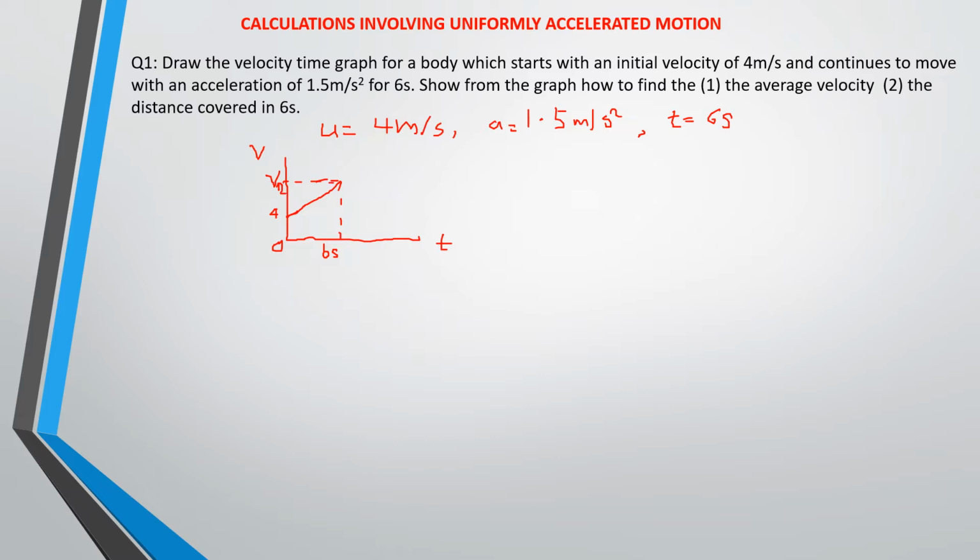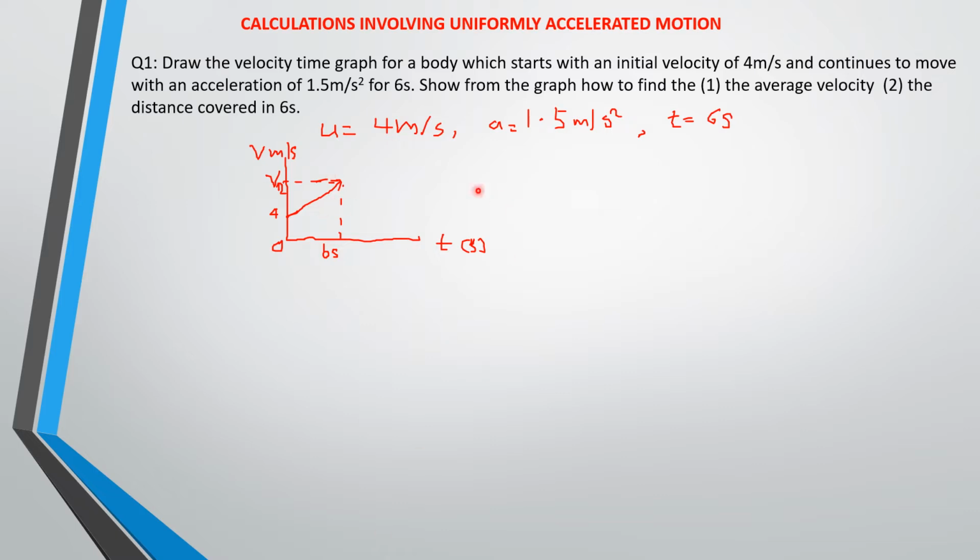Okay, so this is how your graph should look like. Please try and draw your graph to be as straight as possible. This is time in seconds, this is velocity. So you can draw it and then label your graph properly. Please make sure your graph is well labeled. Fine. Okay, so this is the graph that you are supposed to have for this particular question.